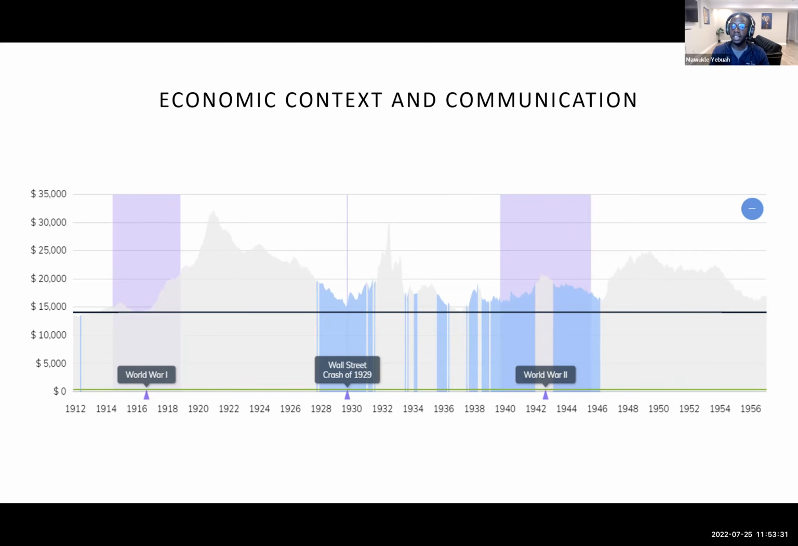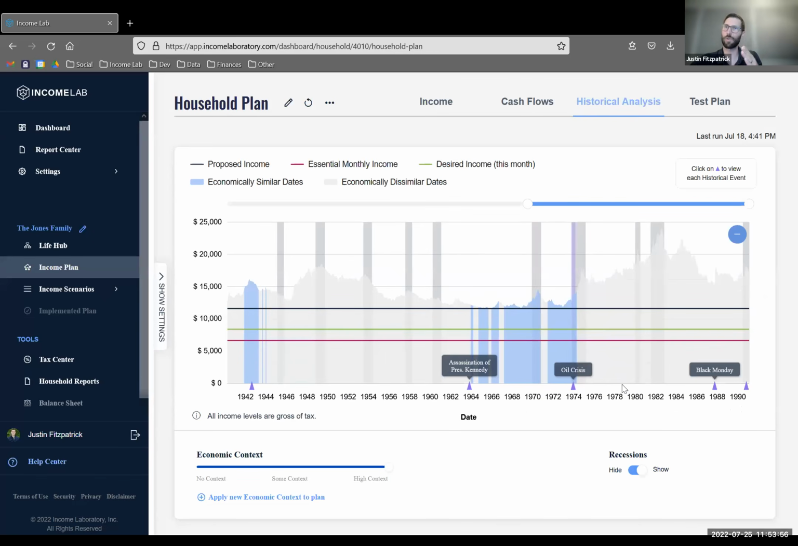Perfect. And next question is, when you're talking about tilting advice for economic context, would we start with the Income Lab proposed income and then further adjust that amount for current CAPE, inflation, et cetera? Or does Income Lab already build these factors into the proposed income figures? Any suggestions or clarifications? Yeah, if you're using the historical analysis method, which uses historical sequence of returns and sequence of inflation, then you're already applying economic context.